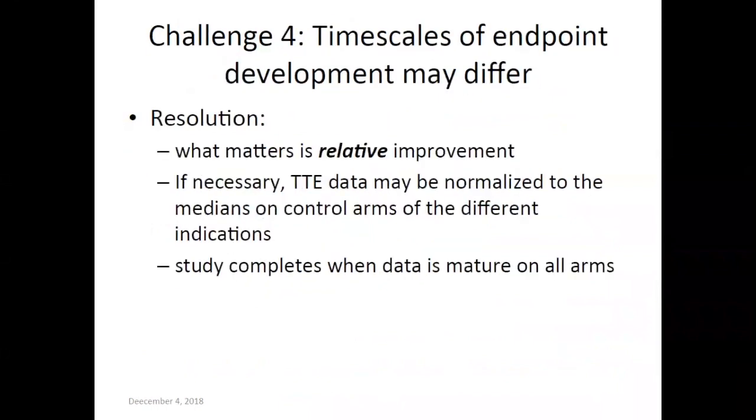The FDA person also pointed out that the time scales of endpoint development may differ. I believe the answer to that is that what matters is relative improvement. And if necessary, you can normalize the time to event data to the medians on the control arms so that you're just looking at relative improvement compared to a normalized control. And the study completes when the data is mature in all arms. So as a tactical matter, I don't think you want to put five fast indications and one really slow one in the same basket, because you're going to have to wait until all six are done.